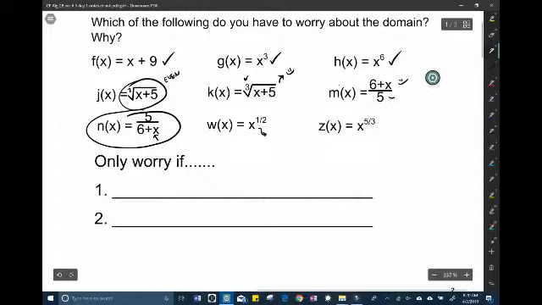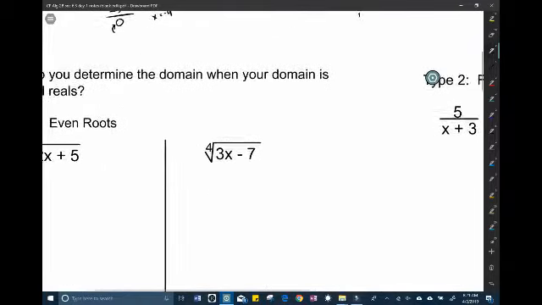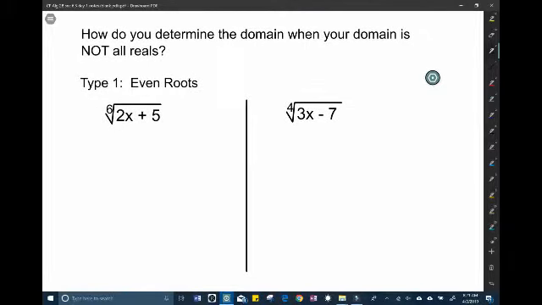Also, let's think about this one. Square root of x, that has a 2, that's no good. And 5/3, that would be the cubic root of x to the 5th. That one's actually okay. So really, only worry if your index is even. Your index, again, is the number of the root. So for like square roots, 4th, 6th, etc. And if your variable is in the denominator. It's the only time you've got to worry about domain restrictions. All right, so those two cases. Let's look at some examples of finding the domain when it is not all reals.